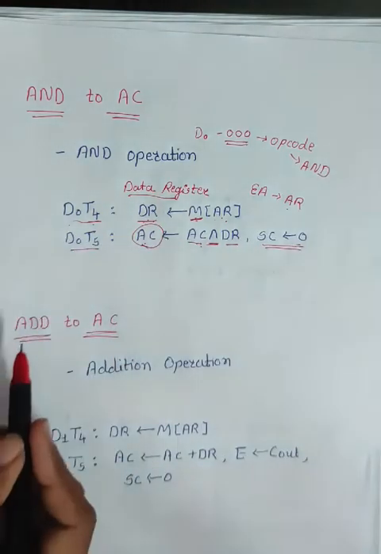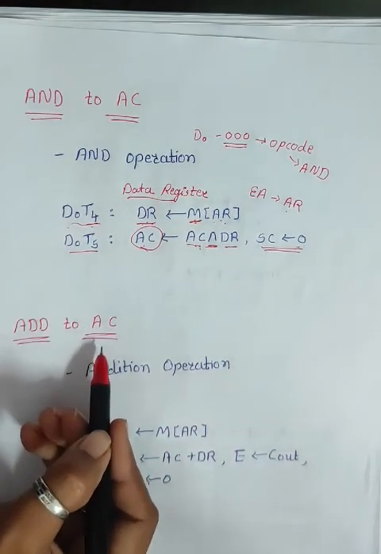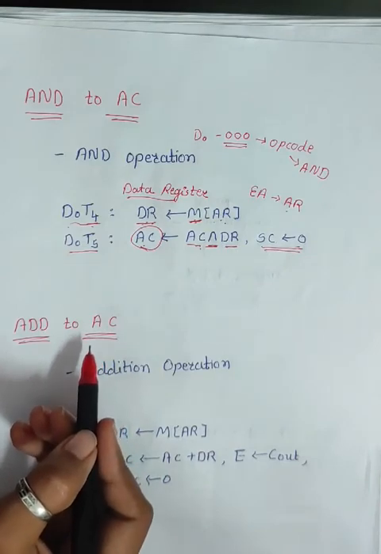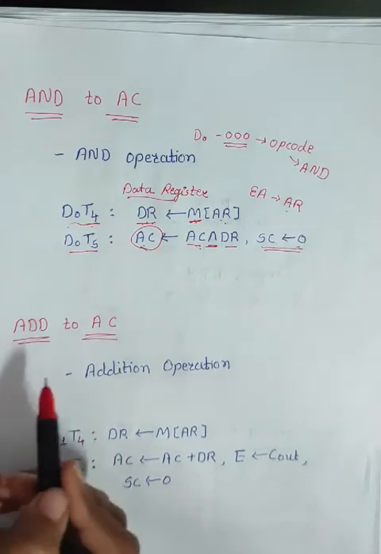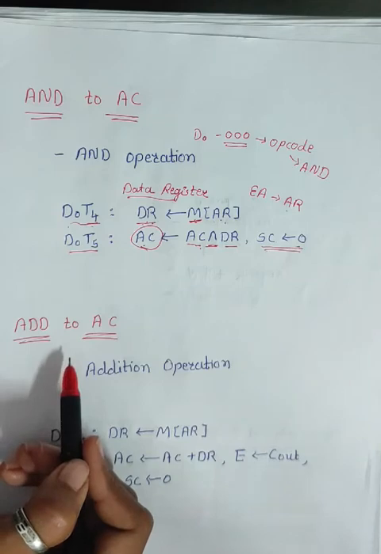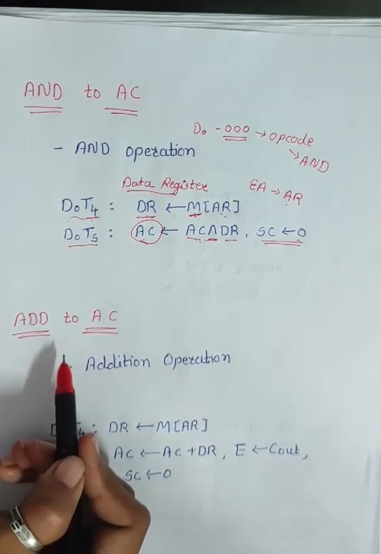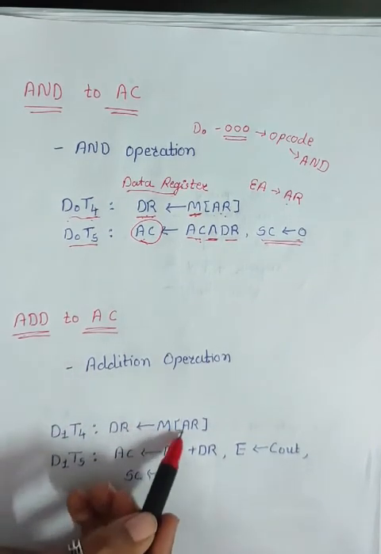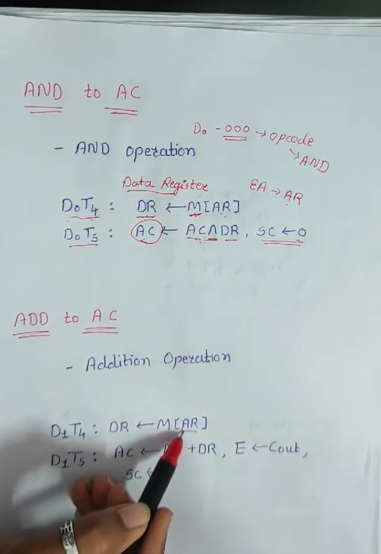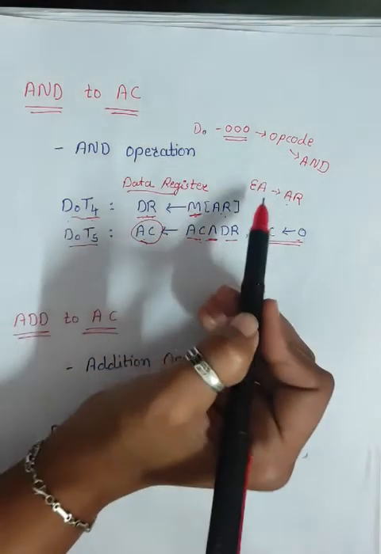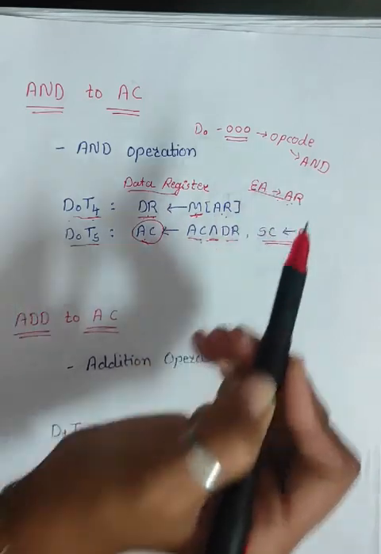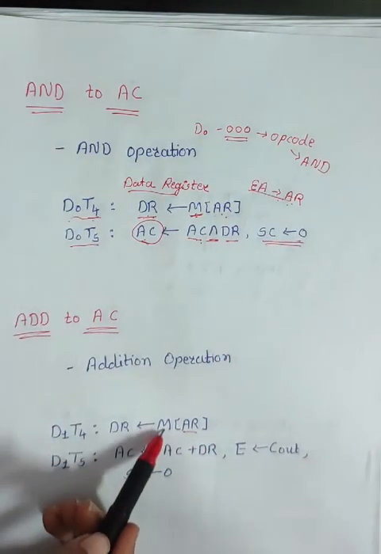The next operation is add to AC. As its name suggests, it will perform the addition between the content available in the accumulator and the content given by the effective address, that means memory of AR. So memory of AR will hold the data. What does AR hold? AR is the address register, and the address register will hold the effective address. So the effective address is given in AR, and at that memory I have my content.